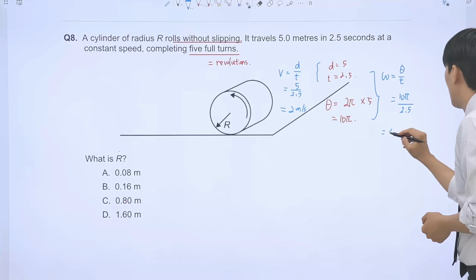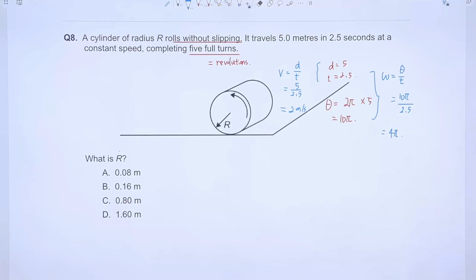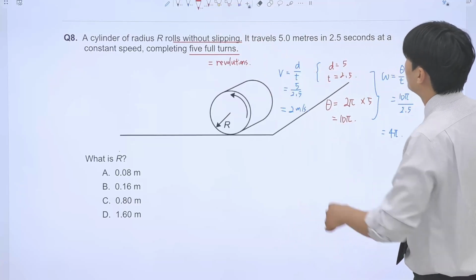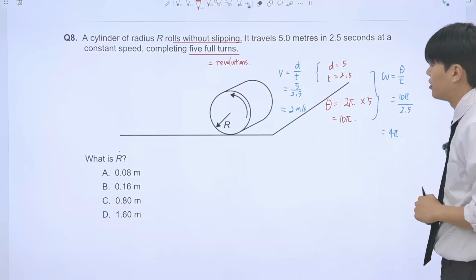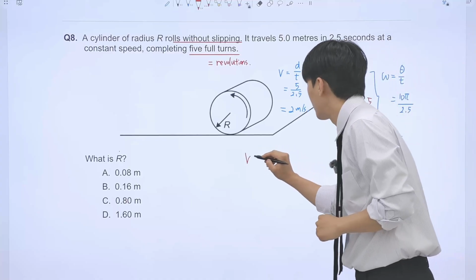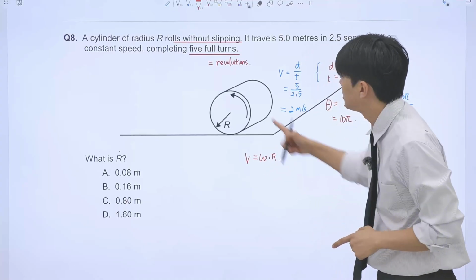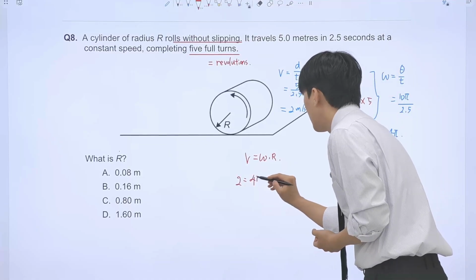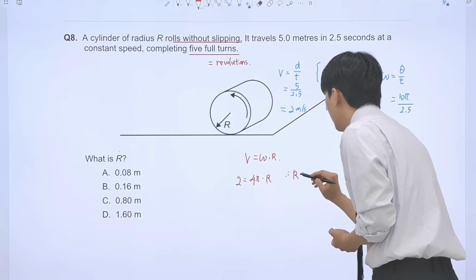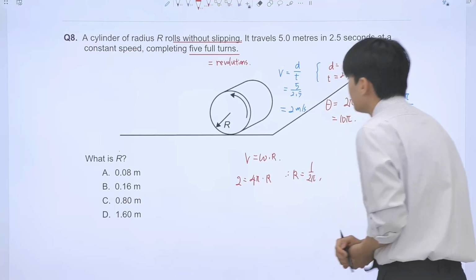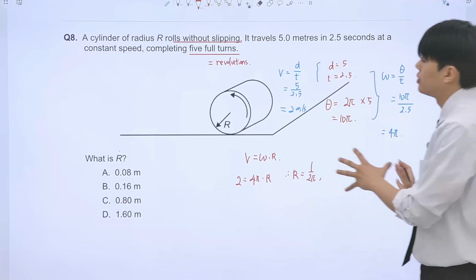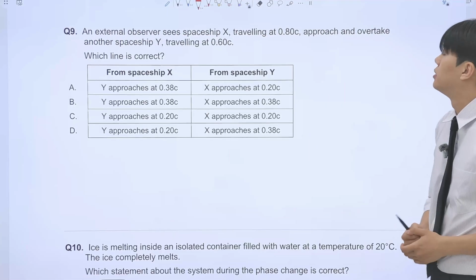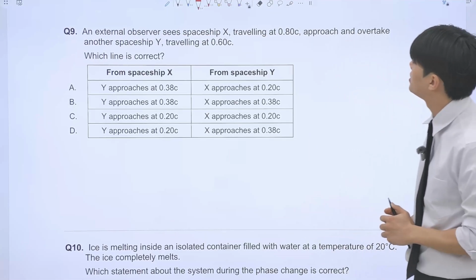Which in that case, that's 4 pi. And then what's next? Can you now spot the link between velocity and angular velocity? We have v equal omega times r, right? So we have r, v, and omega. So that's 2 equal 4 pi times radius r. Therefore, r equal 1 over 2 pi, which is about 0.16, which is v. Let's go to the next question, question 9.